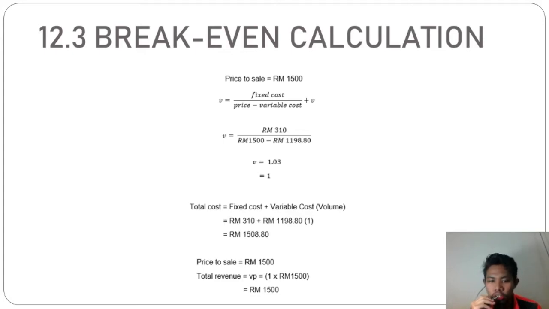Okay, 310 ringgit plus 1,198 ringgit 80 cent, multiply 1. The total is 1,508 ringgit 80 cent. Price to sell is 1,500 ringgit. So total revenue is about 1,500 ringgit.